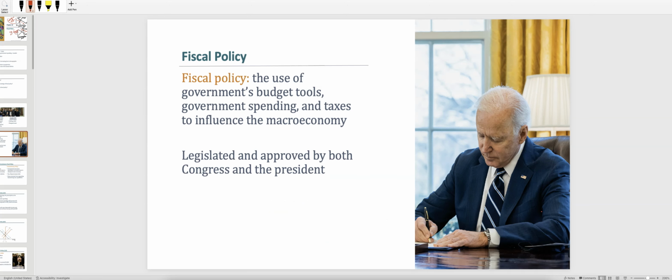So fiscal policy is anything where we talk about the government spending or taxing money in an attempt to adjust how that money is spent. Again, if the government spends more money, that's expansionary. If they tax less, that's also expansionary.